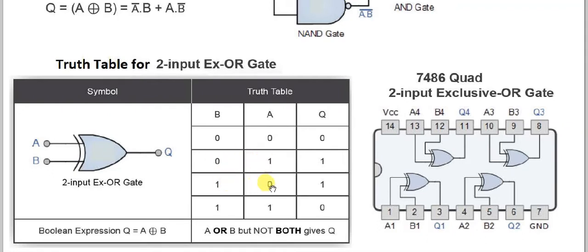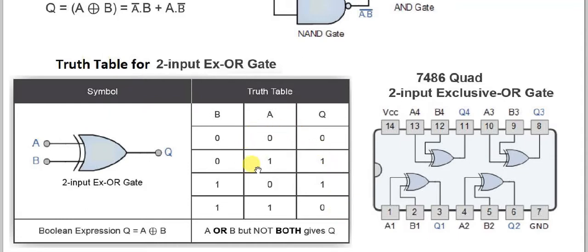So it is also known as inequality detector. What is it known as? Inequality detector. The exclusive OR gate is also termed as inequality detector. If the inputs are unequal, then the output is 1. If the inputs are equal, 0 0 and 1 1, the output is 0. So this is also known as the inequality detector.